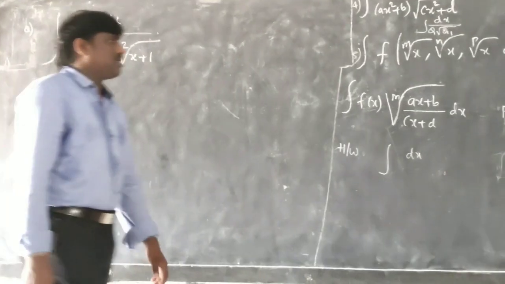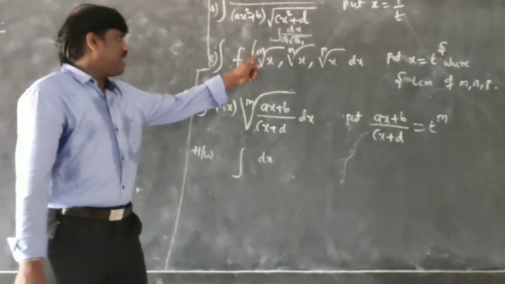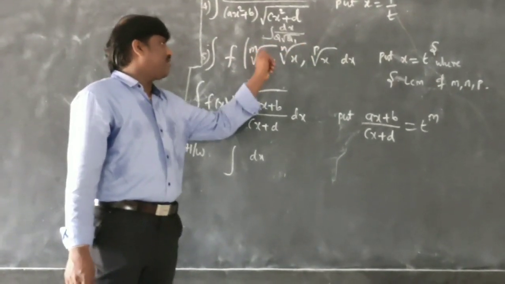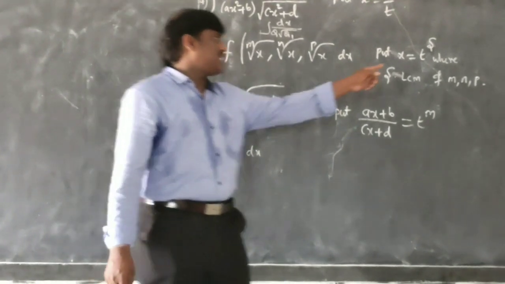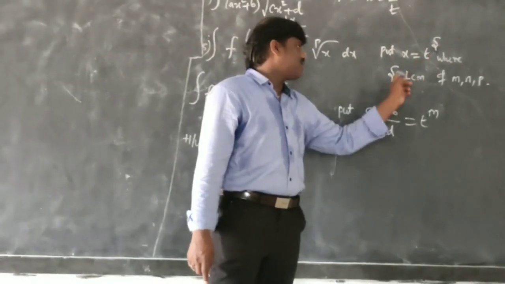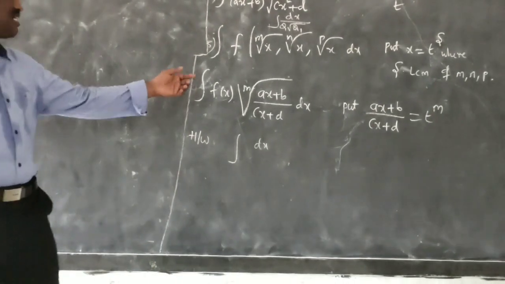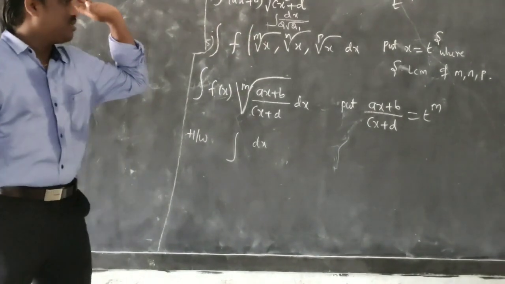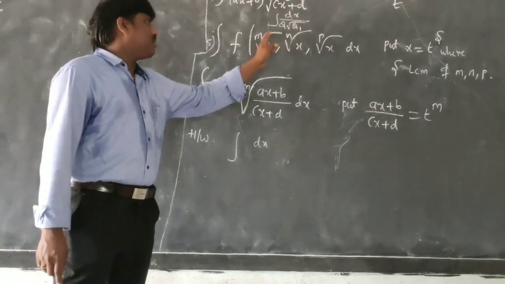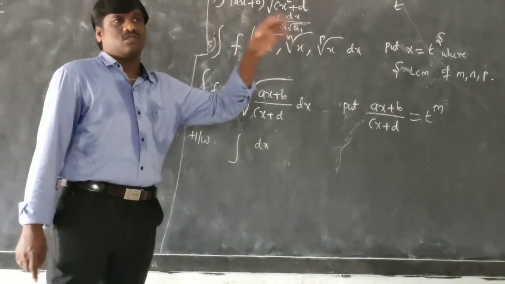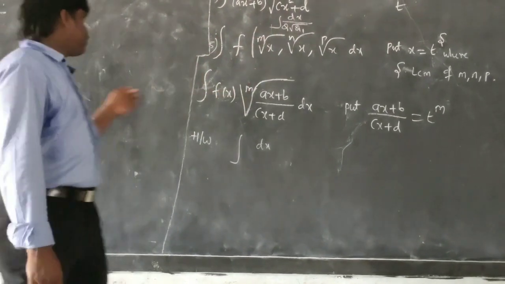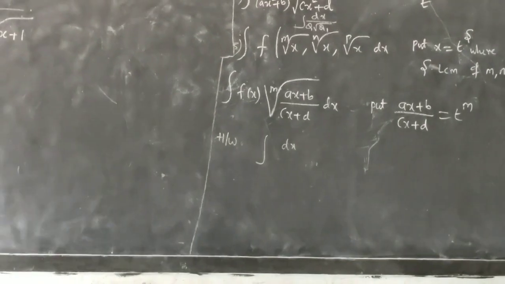Let us see here in this format, whenever you have powers, I told you, you have to take x is equal to t power s, where s is the LCM of m and p. But you think that, sir, this is not in this formation. See here, whatever is there, you have powers, nth root, square root. That time you can use this formula easily, it will work.